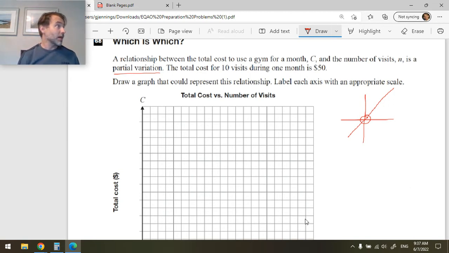I use 3 times as much sugar as I use flour. So if I use 1 part flour, I use 3 parts sugar. If I use 10 parts flour, I will use 30 parts sugar. If I use 100 parts flour, I will use 300 parts sugar. But if I use 0 parts flour, I will use 0 parts sugar. Okay, that would be a direct variation.